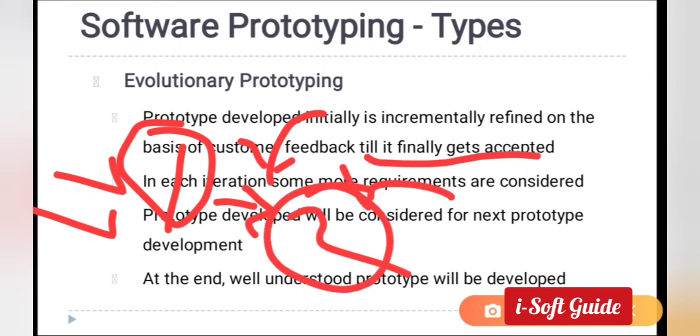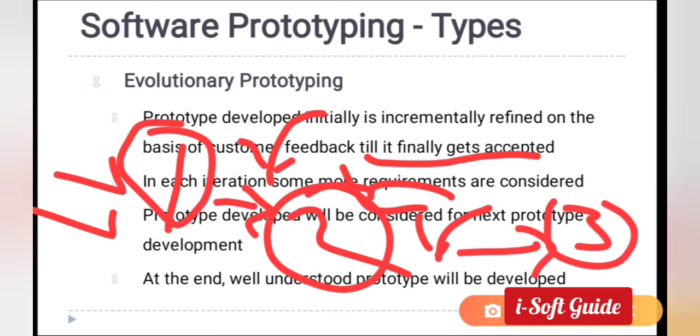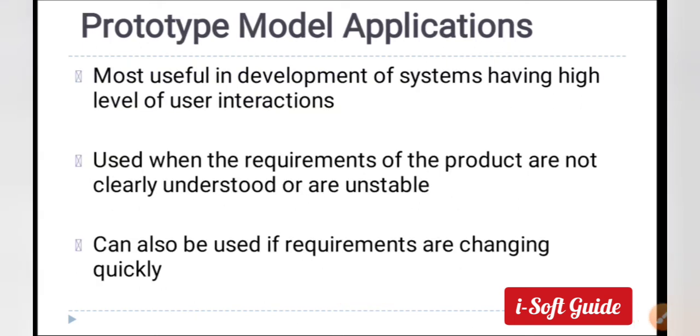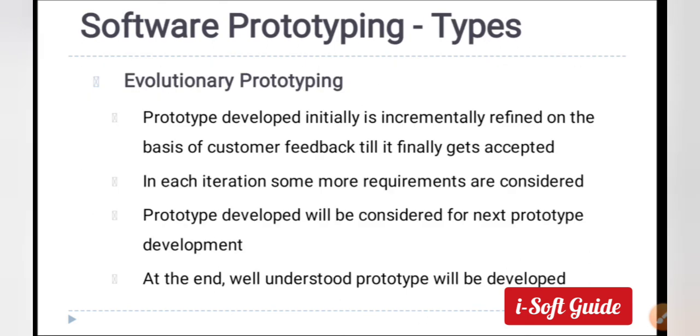Again we will consider this prototype, again we will add some of the requirements and we will develop the third prototype. Likewise we will go incrementally, we will develop the prototypes until we get the last working prototype. At the end, a well understood prototype will be developed. So this is evolutionary prototyping.